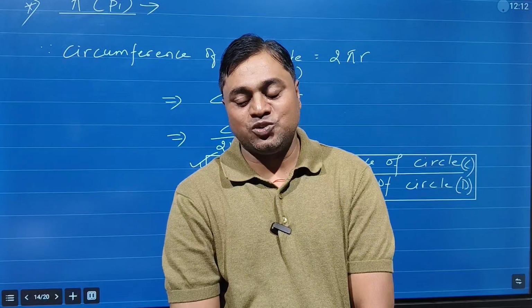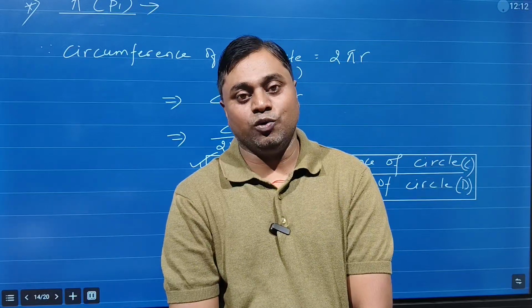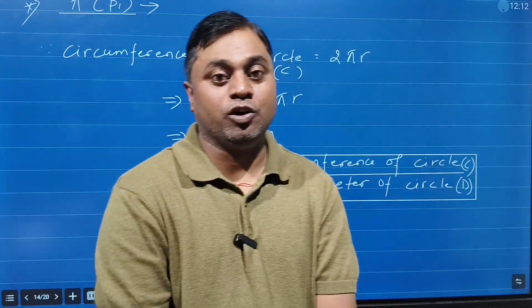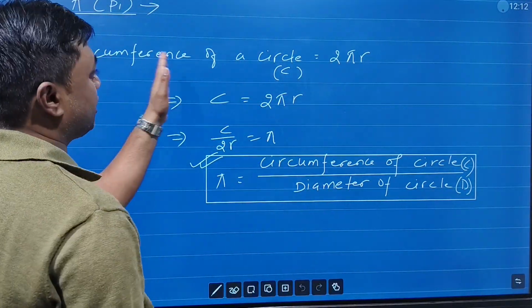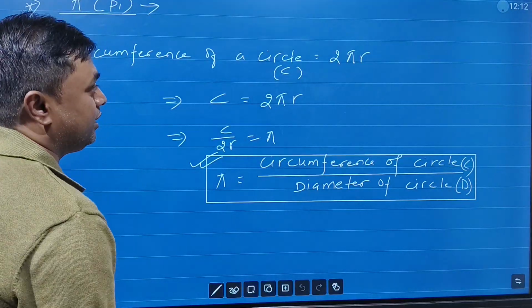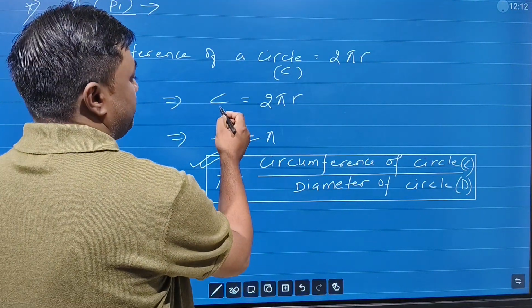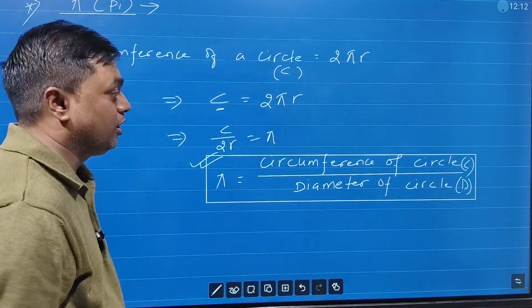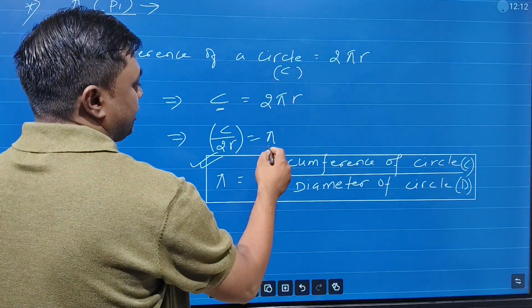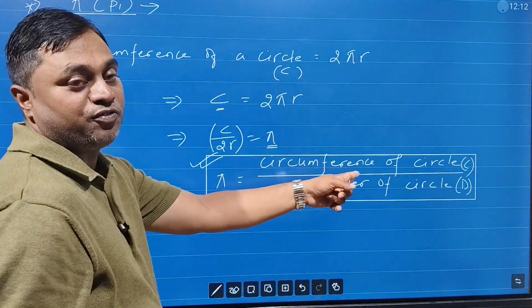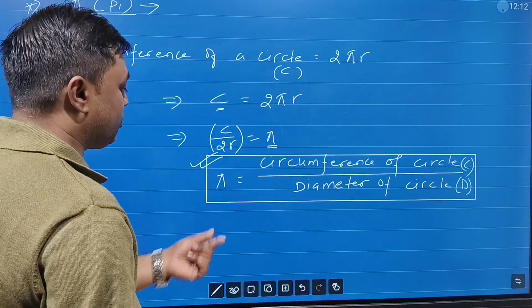So pi is actually the ratio of circumference to the diameter of a circle. How can we say that? As you know, the circumference of a circle is what? 2 pi r. Yes or no? Circumference I am representing as c. So c is equal to 2 pi r. C upon 2r, you move 2r to the left-hand side. So c upon 2r is pi. What is c? C is the circumference of the circle, and 2r is what?